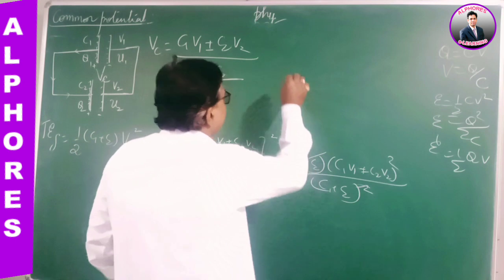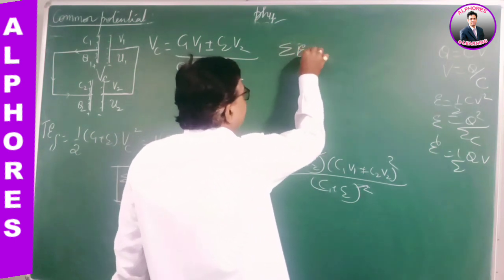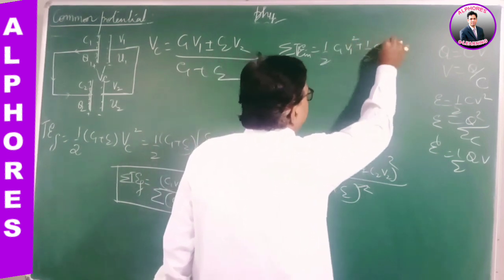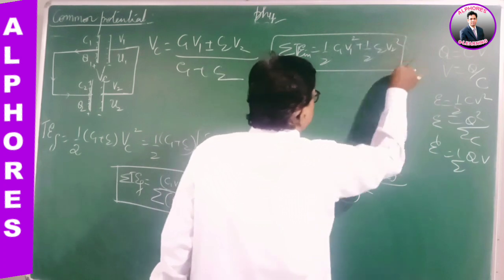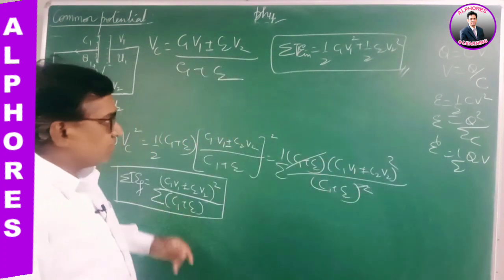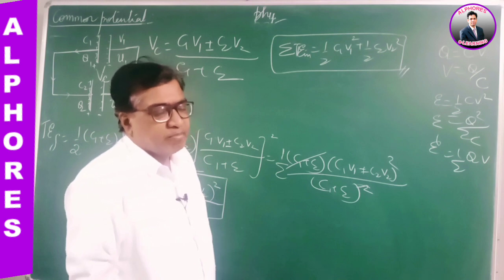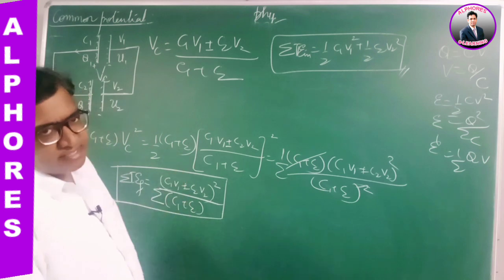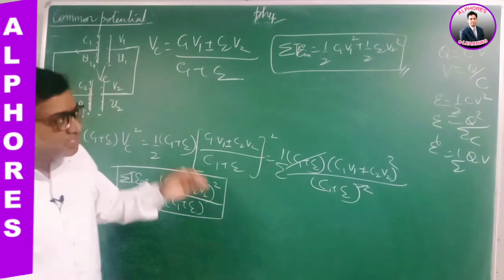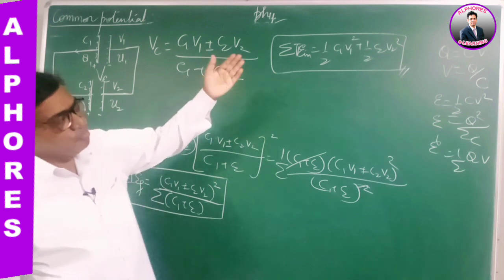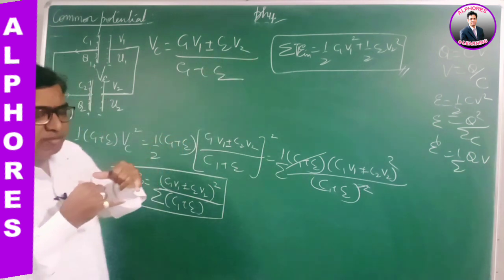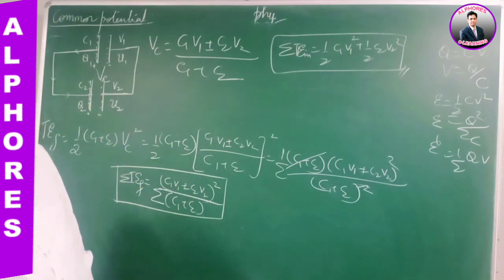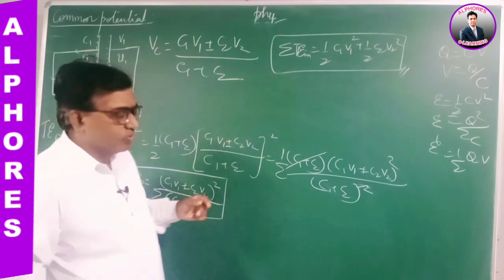Well, we have written the total initial energy. The initial total energy is half C1 V1 square plus half C2 V2 square, and this is the total final energy. Now, when I compare these both, obviously the total initial energy is more and the total final energy is less. Some of the energy is lost. There is a loss in energy. When I join them like this, some energy is lost in the form of heat. So the initial energy is more than the final energy.